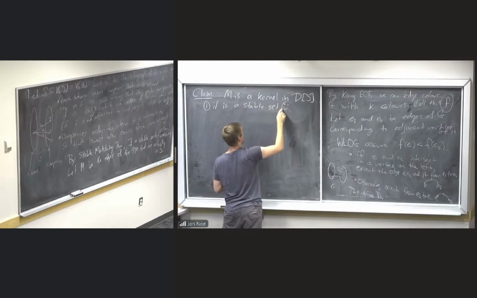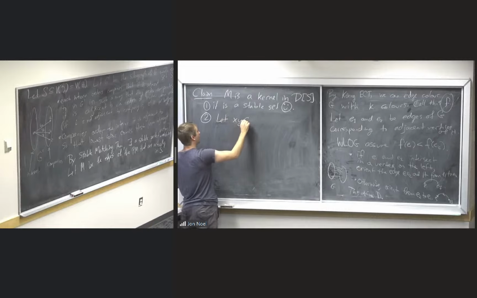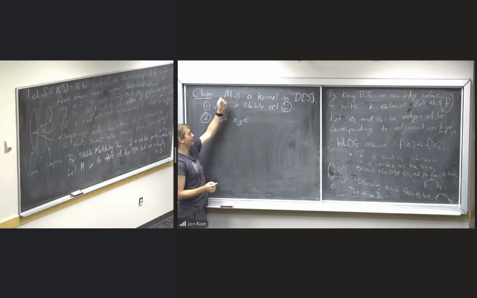Okay, so that's good. So now I need to show that it has this other property: every vertex not in M has an out neighbor into M. So let's say the vertices of D that are not in M are edges of G that are not in M.